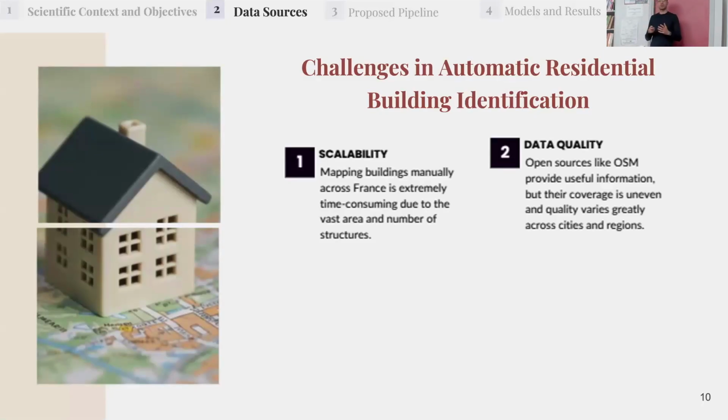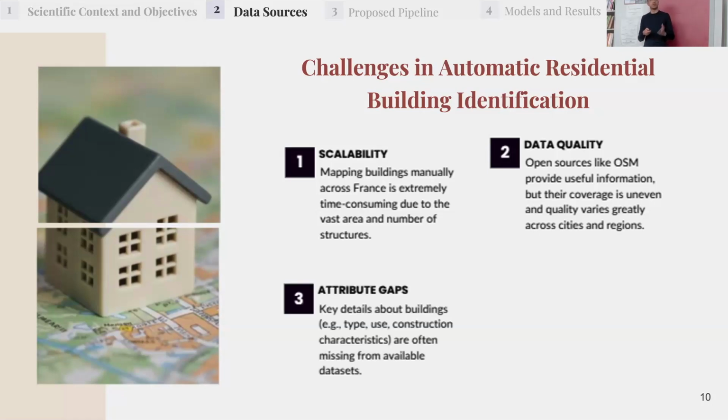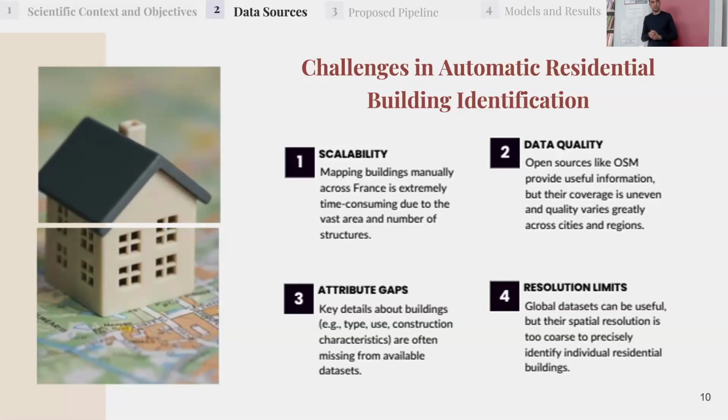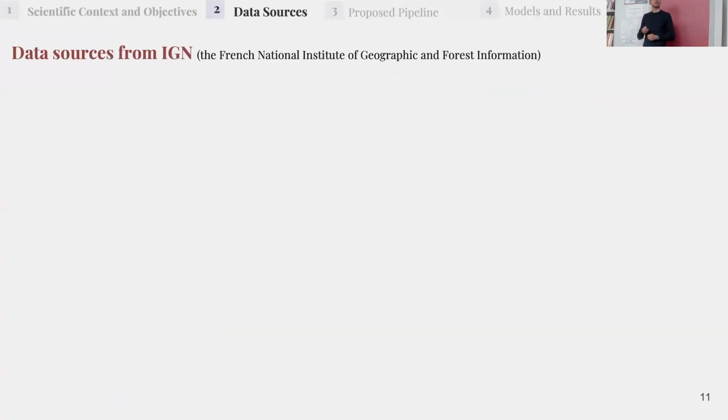Second is the data quality. We have some data in open data sets like OSM, but they still have many problems like data quality, missing information, outdated information. Three is the attribute gap. We need some attributes like the usage type of the building, and this information you can't find in all the databases. And four is the resolution limits. We also have some global data sets, but we don't have a really good global data set at the scale of the building.